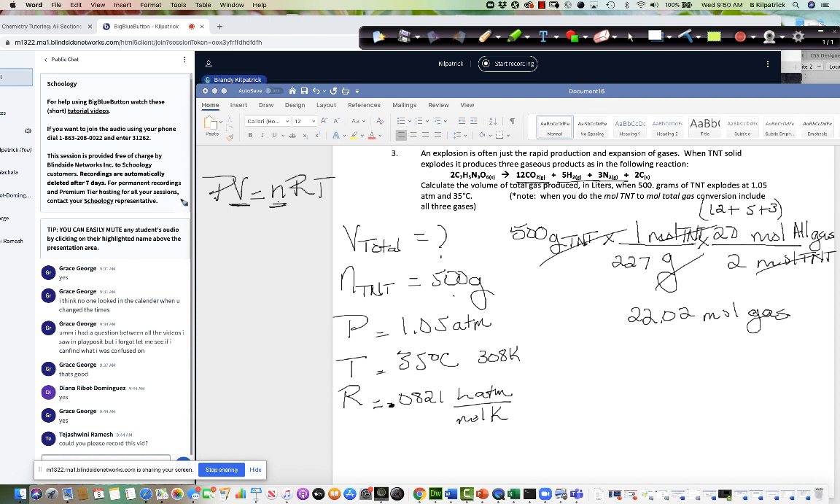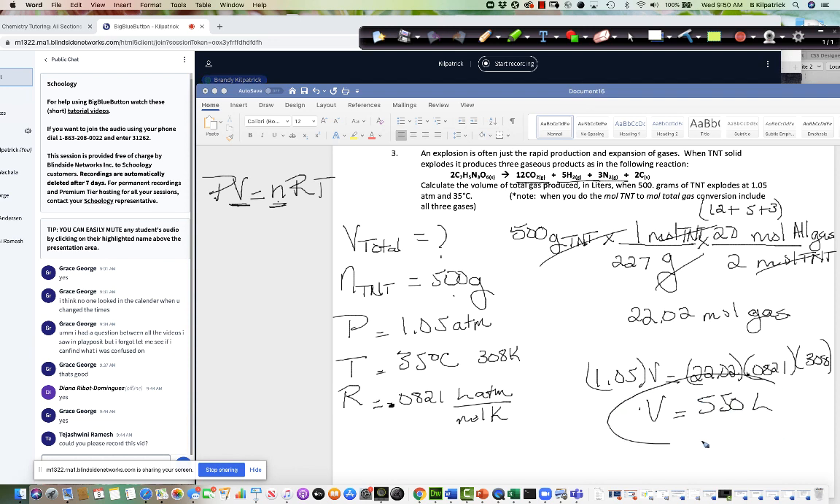All right, so go ahead and plug everything in. So pressure is this. Volume is what we're looking for. The total number of moles would be the 22.02. And then you multiply that by your temperature of 308. Okay, so when you solve, multiply everything together, divide both sides by 1.05. Your volume is going to be 550 liters. That's your total volume here.